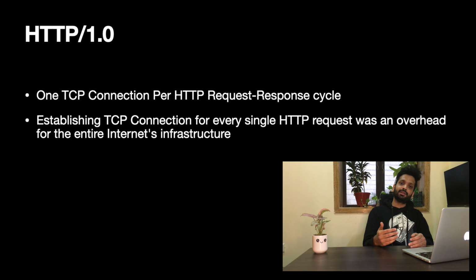So say, for example, if your browser was loading a web page with 30 embedded resources such as images, style sheets, or scripts, your browser would have to make 30 individual TCP connections with the server to load all these resources on your web page. Now this was proving to be a major overhead on the entire internet infrastructure back when the internet was still very nascent and bandwidth was not very cheap. So this problem was partly solved by HTTP 1.1, which was released in 1999 as RFC 2616.